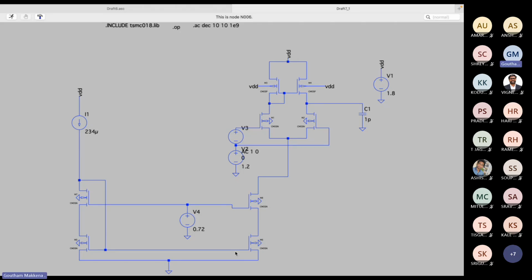What will the VGS be equal to? I told overdrive is 100 millivolts. Threshold voltage of this M6 is 500 millivolts. So what is VGS equal to? 600 millivolts. Yes, fair enough. Now which curve will I refer to?